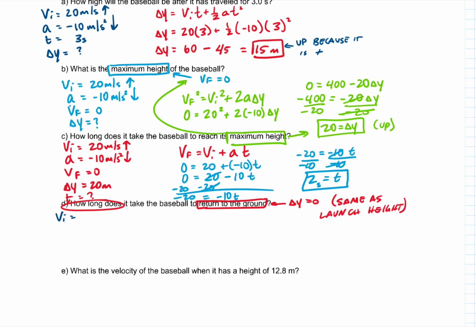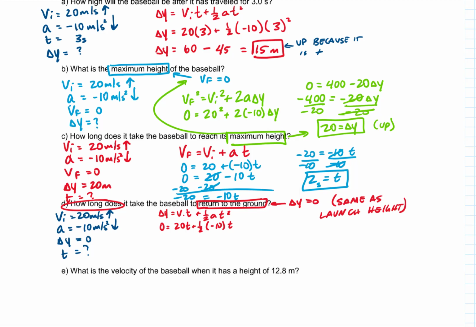So let's write down our knowns. Here we have our initial velocity is equal to 20 meters per second up, just like it has been. And our acceleration is 10 meters per second squared down, so that makes it negative 10 meters per second squared. Then, continuing, our delta y is equal to 0, and we want the time. There's only one equation that has all 4 of those things in it. Delta y is equal to v initial t plus 1/2 at squared. We're going to plug our numbers in. 0 is equal to 20t plus 1/2 times negative 10t squared.